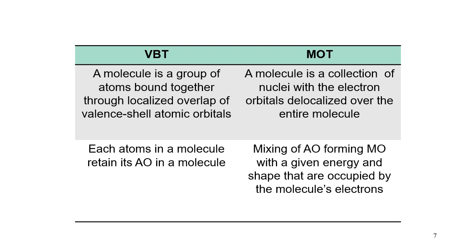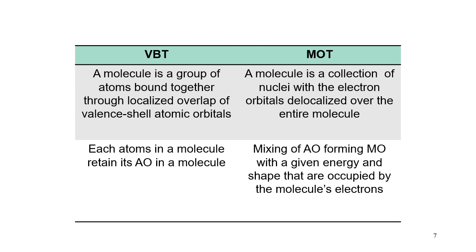This table shows the difference between MOT and VBT. For VBT, a molecule is a group of atoms bound together through localized overlap of valence shell atomic orbitals. However, for MOT, a molecule is a collection of nuclei with the electron orbitals delocalized over the entire molecule. VBT is only on the valence part, MOT is over the entire molecule.